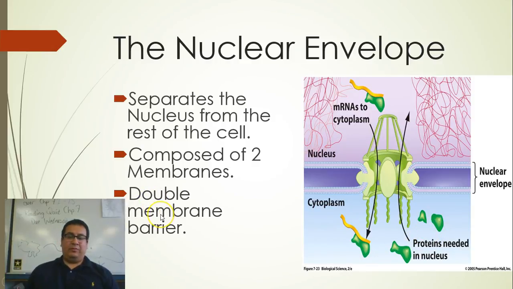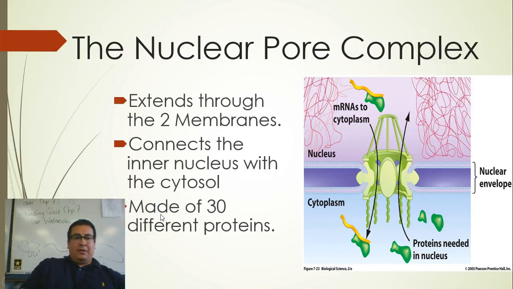And it's a double membrane barrier. The nuclear pore complex extends through the two membranes, as you can see here, and they're actually latched on or attached to the nuclear pore complex. It connects the inner nucleus also with the cytosol, and it's made up of 30 different proteins. So remember, proteins are made up of amino acids. So there's 30 different proteins or polypeptides that make up this complex. Polypeptides or proteins are made in the ribosomes. Ribosomes are the protein factories. Just a little review there.